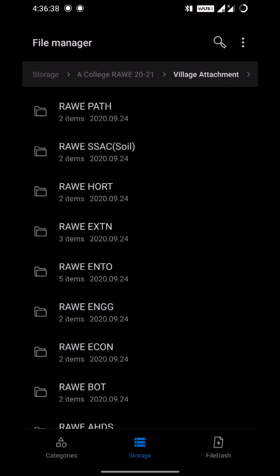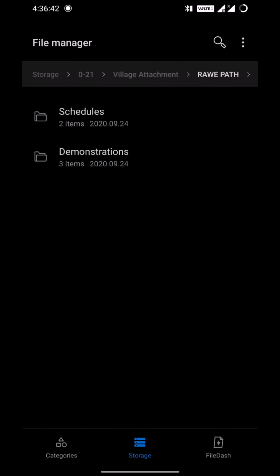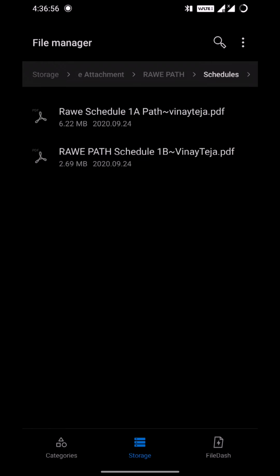Every folder is subdivided into mainly two sections, that is, schedules and demonstrations. There are 2 to 4 or 2 to 5 demonstrations based on the subject and the availability of the demonstrations. There are merely 1 to 2 schedules for each subject, according to our syllabus.